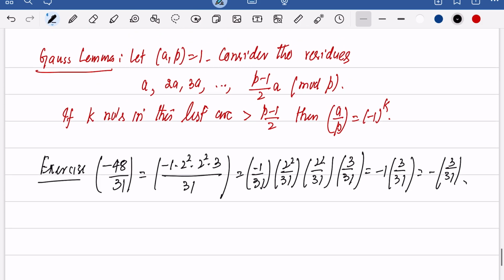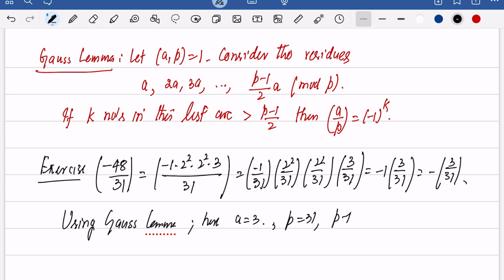So now we will use this (3/31) and we will solve it using the Gauss lemma. So what we have to do in Gauss lemma? We have to evaluate a, that is 3 here. So here we have a equal to 3 and p equal to 31. So (p-1)/2 is equal to 15. So we have to evaluate this a times 1, a times 2, and so on.